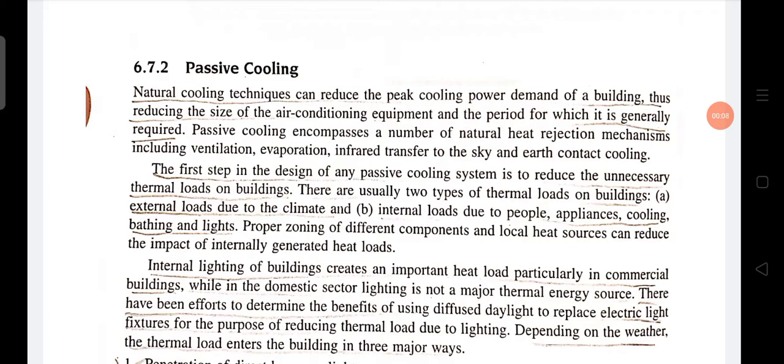In today's class, we are going to discuss passive cooling. In previous classes, we discussed the passive heating of our living room. Now we discuss how we cool our room passively.